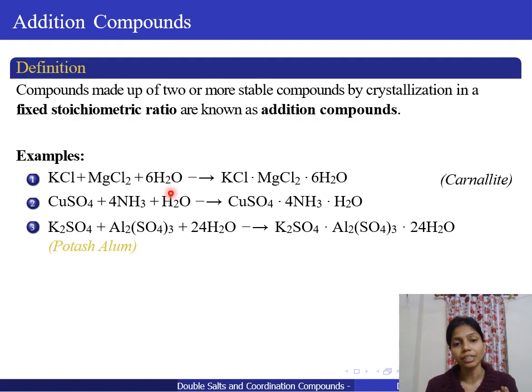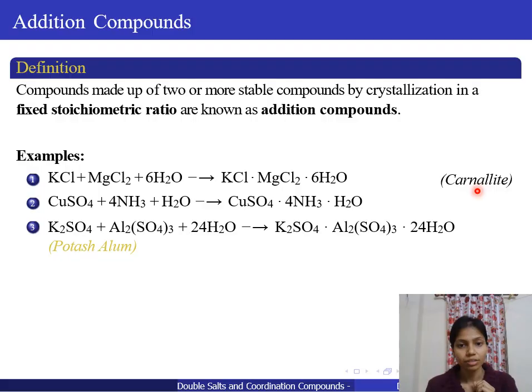From that solution, these two salts will crystallize together to make a solid crystal of the addition compound, and it can be written as KCl.MgCl2.6H2O. 6 moles of water will be trapped inside the crystal structure of the carnallite. This is carnallite.